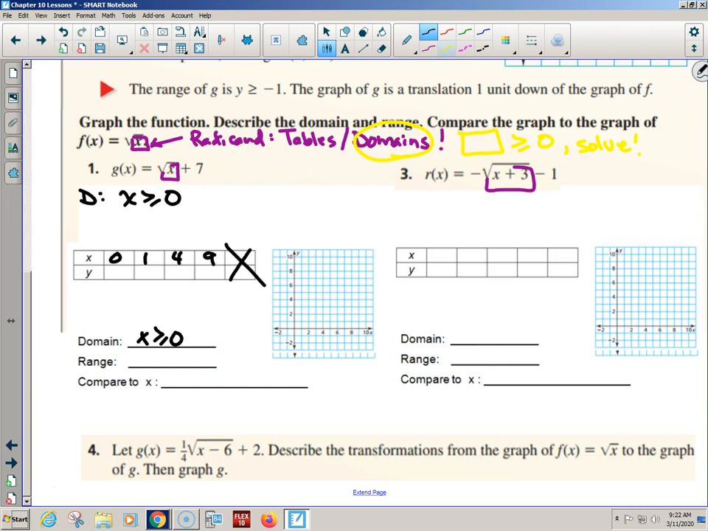Perfect. But what would we do with this one if we were doing domain? Well, Adrian already did it. How would you figure out -3, Adrian? You minus the 3 to the other side. So this would lead us to subtracting 3, subtracting 3. X is greater than or equal to -3. Guys, where do you start your table?